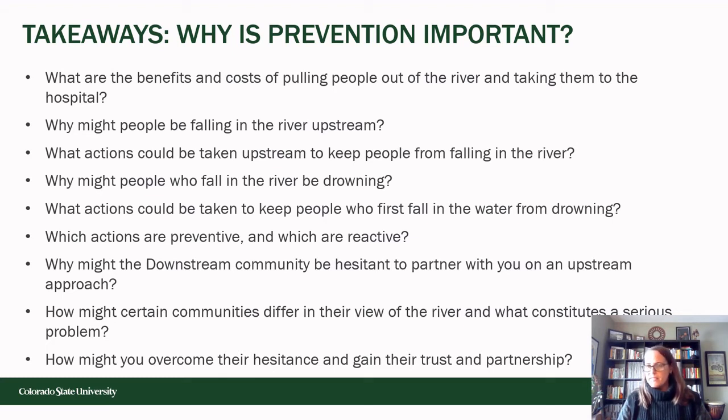So why are people falling in the river upstream? Why are people falling in and drowning? Why do so many people not know how to swim? What actions are preventative and what actions are reactive? And I think this is really a critical question. Why might the downstream community be hesitant to partner on an upstream approach? Because we certainly know that that can be a barrier sometimes in prevention in comparison to intervention.